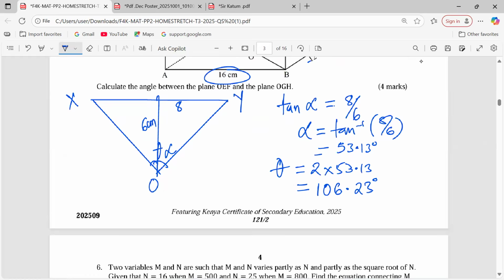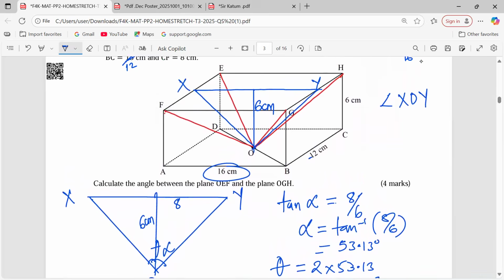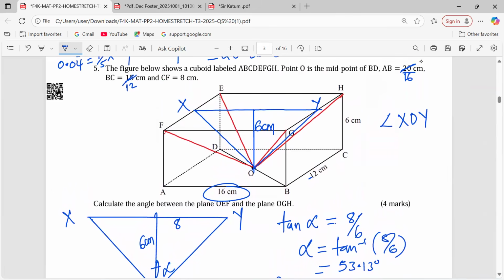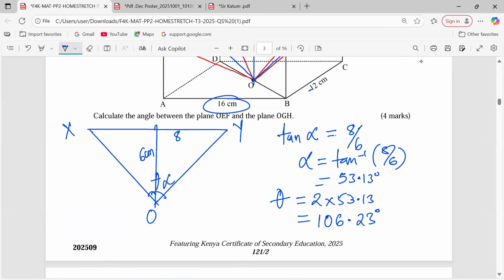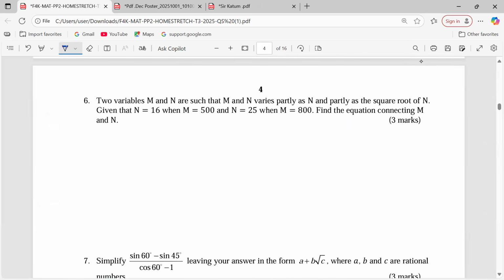106.23. So that is the angle that we needed between two planes that are meeting at an apex and not along a certain line. So let's distinguish the nature of the meeting of planes, because planes can meet along a line or at an apex, as we have seen in this particular case. Number 6. We're moving very fast.